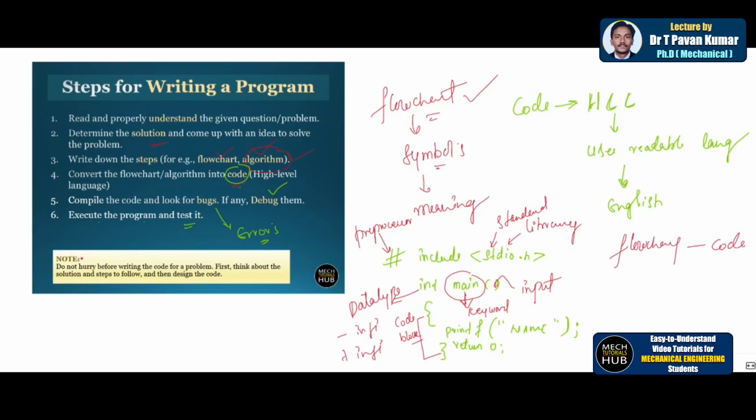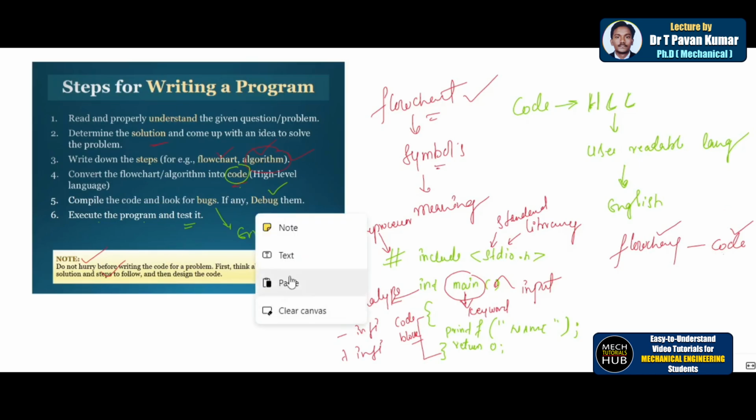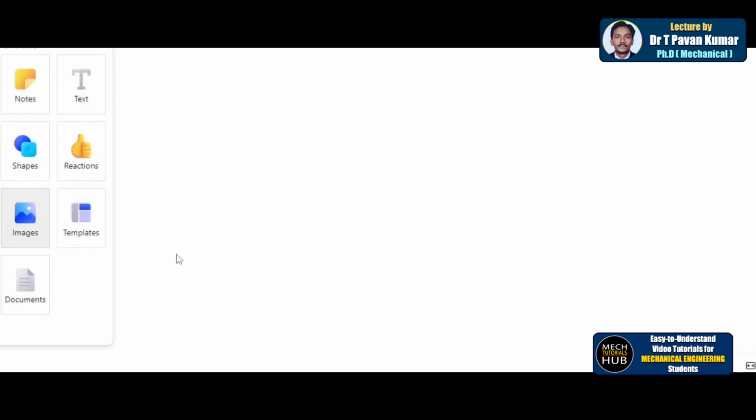Here I have given a simple note. Do not hurry before writing the code for a problem. First, think about the solution and the steps to follow. Steps to follow means better you go with a flowchart and then design the code. Once you develop the flowchart, try to develop your code. Then you are going to write the code in a perfect manner, and there won't be many errors. I hope you are all clear with this slide. Let me go with the next one.